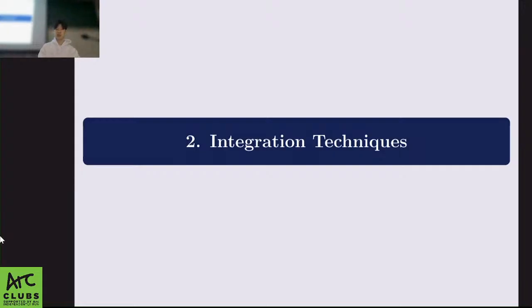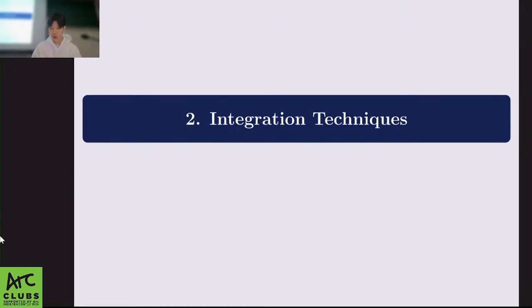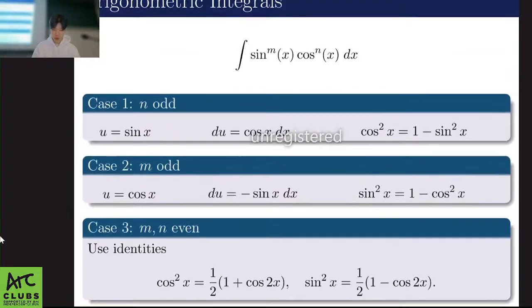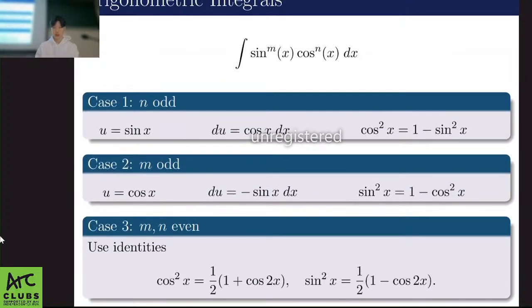Right, so integration techniques. So I'm just going to be going through a bunch of different types of integrals you can find and how to deal with them. So we have some trigonometric integrals where it's going to be a product of sine and cos, and each of them are raised to a specific power.